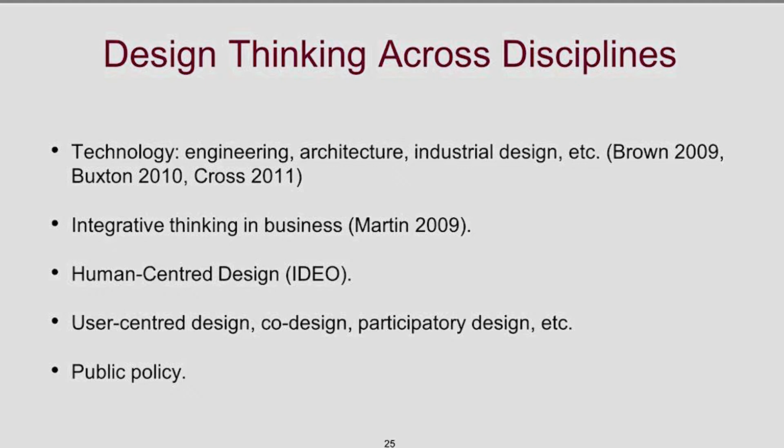IDEO, which is a very well-known product design company based in California and works very closely with Stanford, developed what's called a human-centered design process, which is very close to what I was showing you today as my example, but they go in and they use this particularly in developing countries, but also design products. There's a whole host of processes called user-centered design, co-design, participatory design, etc. that have been adopted in industry for product design. And I've also had some recent discussions with people around using design thinking in public policy.